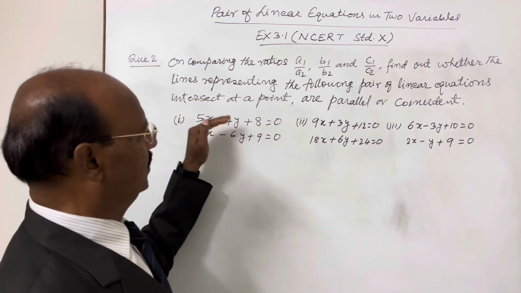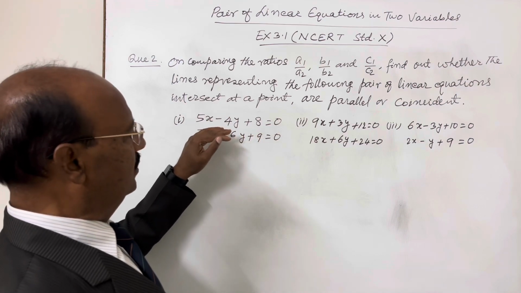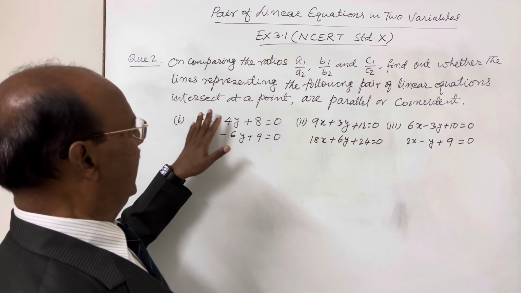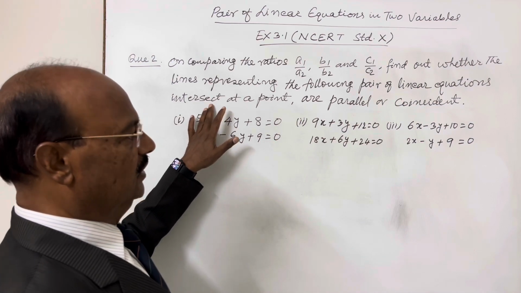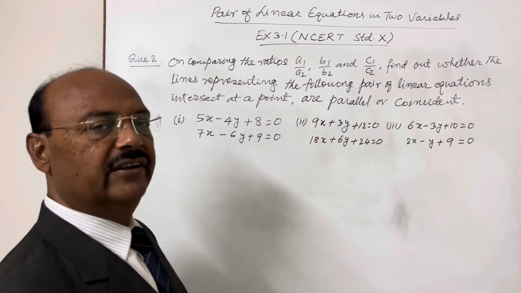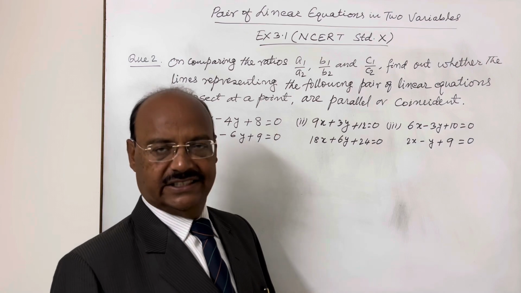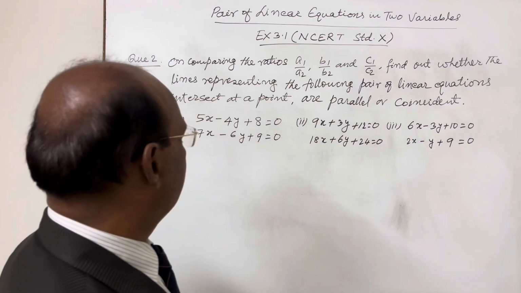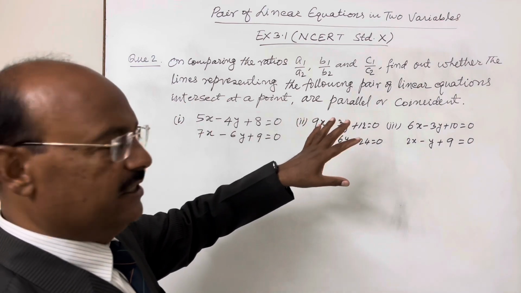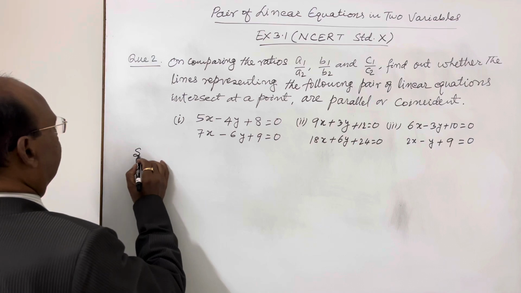When we get a pair of two linear equations in two variables, then there may be three cases. Either lines will be intersecting, or lines will be parallel, or lines will coincide with each other. It means two lines lie on each other. So let us see what are the three different criteria for intersecting, parallel and coincident.